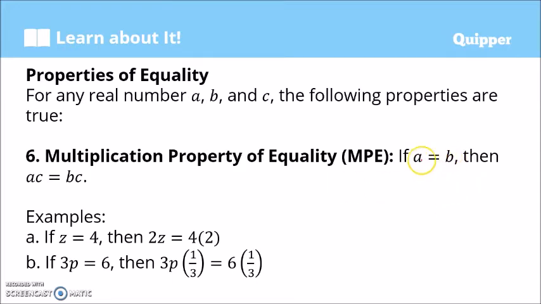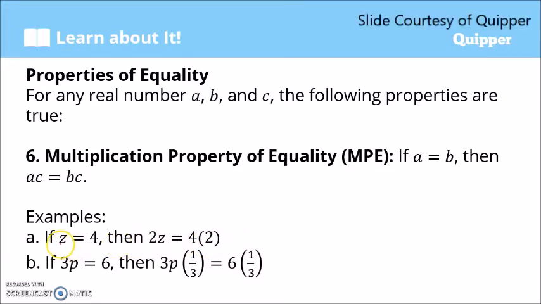It simply states that whatever you multiply here, or you divide here, o ang dito sa left side ng equation, gagawin mo rin siya dito sa right side ng equation. Kung nag-multiply ka dito ng C, mag-multiply ka rin dito ng C. Kaya, A times C equals B times C. Kung mag-divide ka dito ng C, magdi-divide ka rin dito sa kabila ng C. Okay? So, that's multiplication property of equality. Examples. If Z equals 4, then 2Z equals 4 times 2.